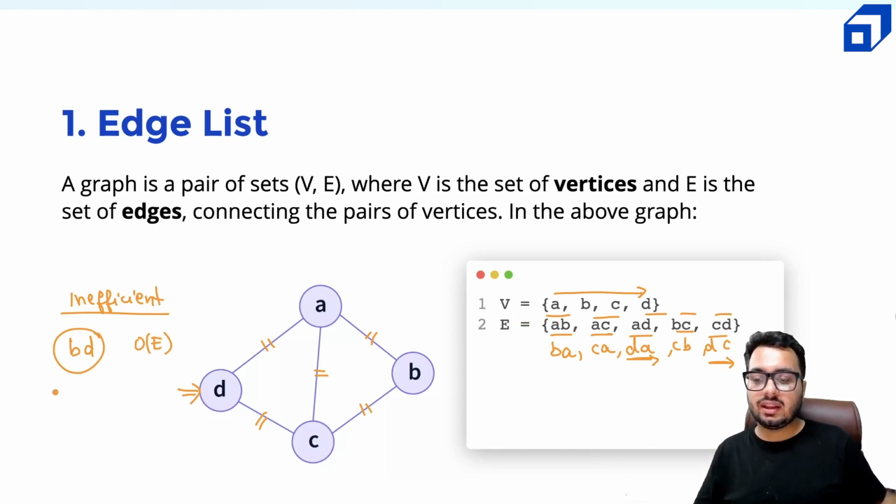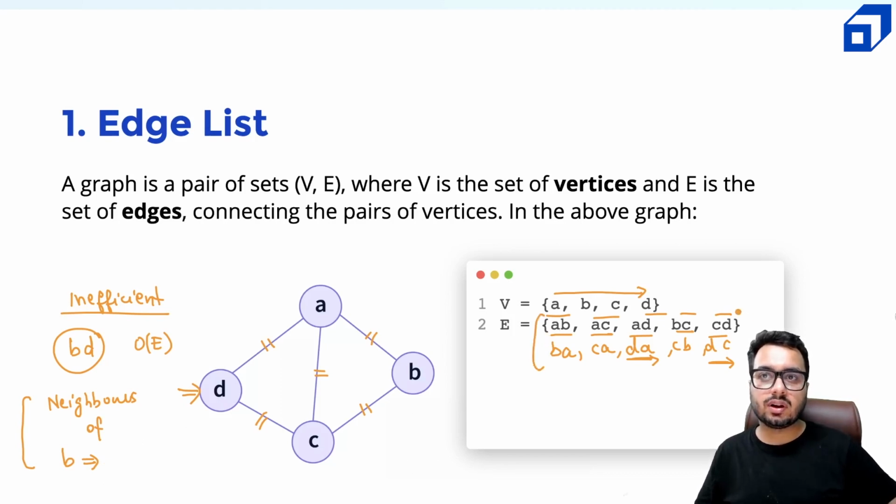Similarly, if you have to do an operation like, okay, give me the immediate neighbors of B, right? This is a very common operation in graph algorithms such as BFS, DFS, Dijkstra's. We often need this operation, right? So neighbors of B. What are the neighbors of B? Again, you cannot tell directly. You have to iterate over the whole edge list to find out what the neighbors of B are. Again, this operation is going to be inefficient. It is going to take order of E time, right?